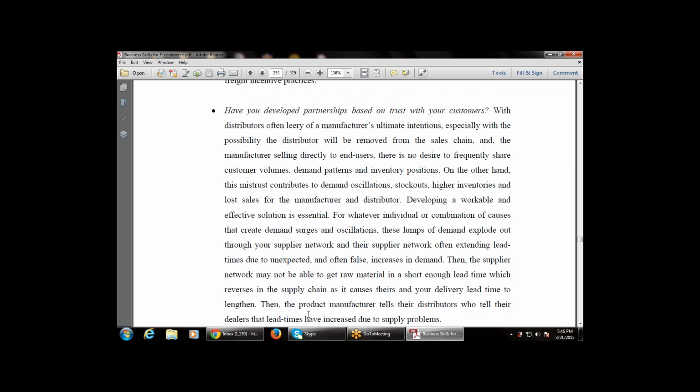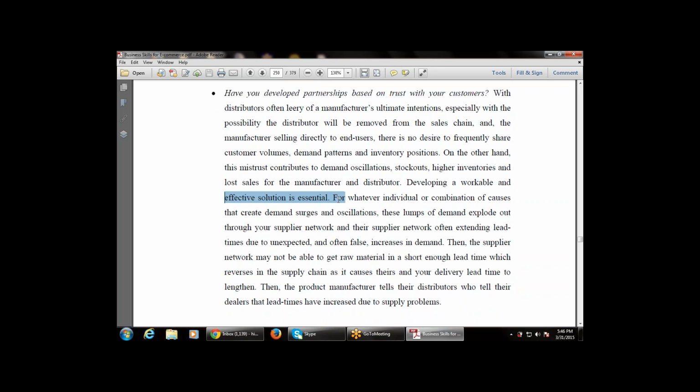So with distributors often leery of a manufacturer's ultimate intention, especially with the possibility that distribution will be removed from the sales chain and the manufacturer selling directly to end users, there is no desire to frequently share customer volumes, demand patterns, and inventory positions. On the other hand, this mistrust contributes to demand oscillations, stockouts, higher inventories, and lost sales for the manufacturers and the distribution. Developing a workable and effective solution is essential.